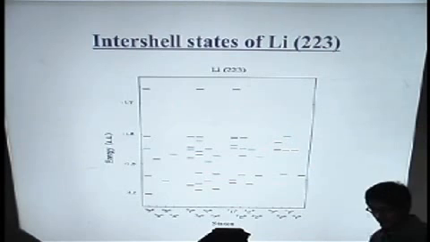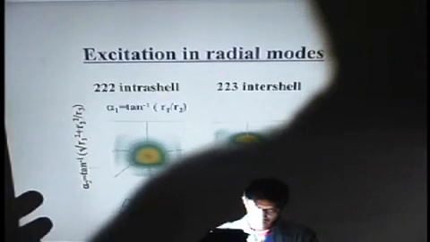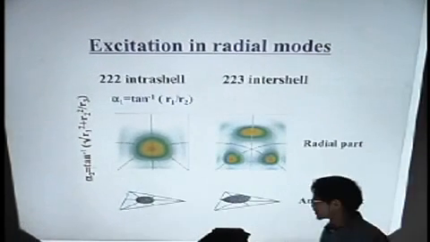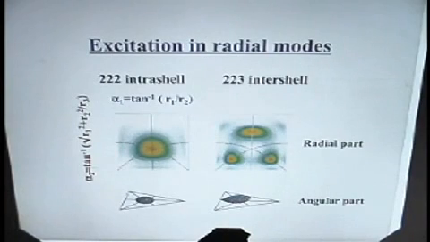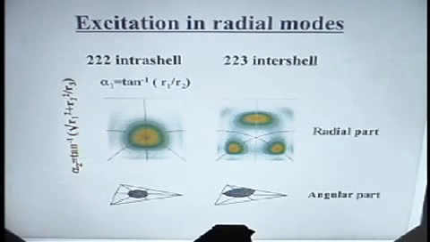But in this case, the important thing is not only the angular part, but also the radial part. Here is the intrashell case where all the electrons are at the same distance. Here is the contour map of the radial part. It's at the center, which means that all the electrons are almost the same distance from the nucleus.